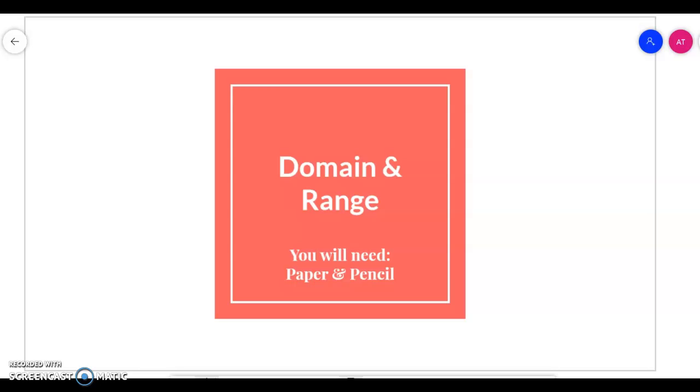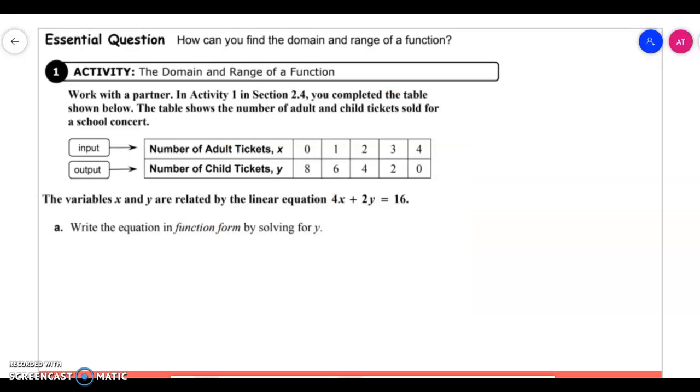For today's video, we're going to be talking about domain and range when we're talking about graphing or tables or even slope as well. So let's get started. So it says we are going to complete the table shown below. The table shows the number of adults and children tickets sold for a school concert. So if you look at the x, the input, it's number of adult tickets, and the output would be the number of children's tickets that are sold.